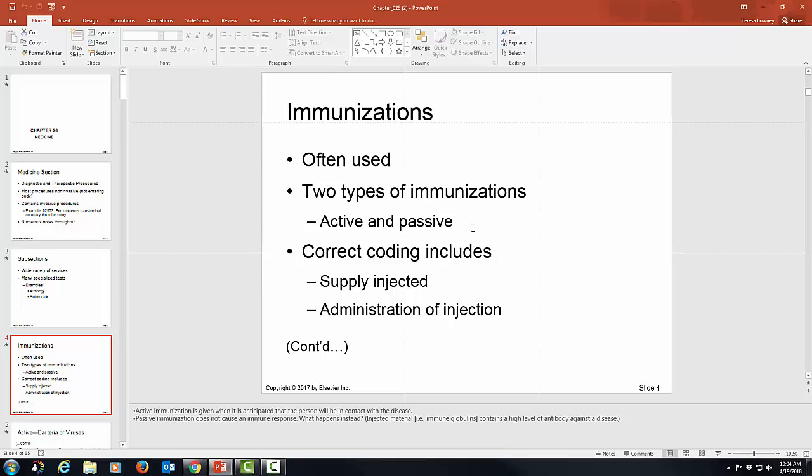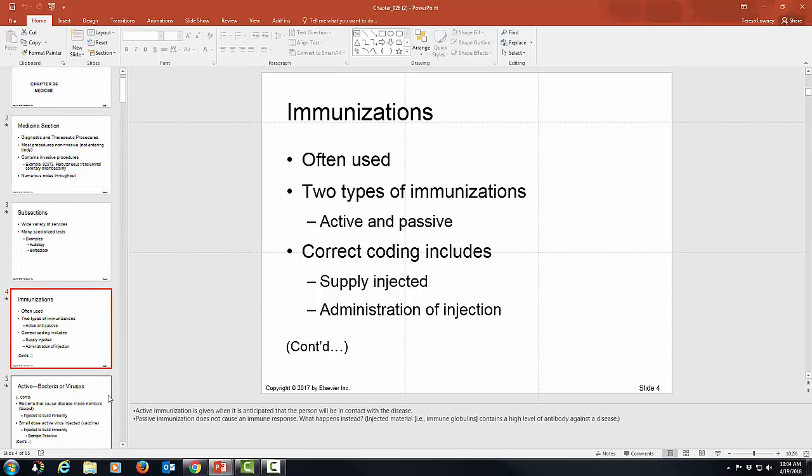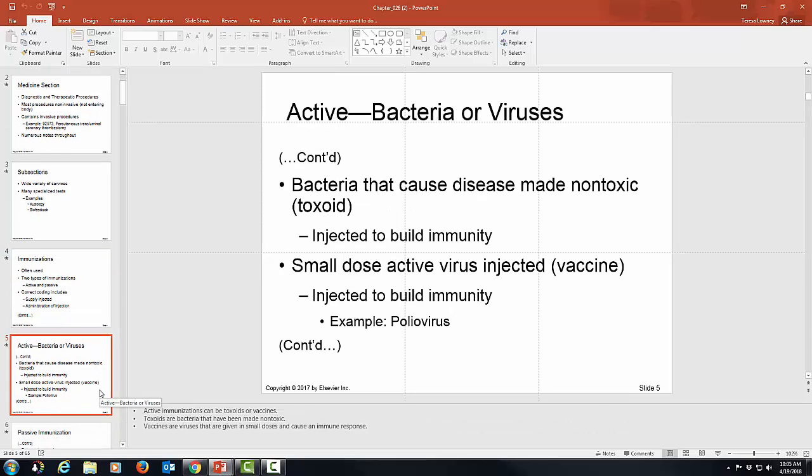There's 2 types of immunizations, active and passive. Your correct coding has to include the supply that was injected and the administration. So be sure that you're doing both of those. Quite a few of you missed the supply in the last chapter's homework when we coded the diaphragm. A few of you got it. I'm really proud of you. But remember, you don't want to supply or give anything away in your practice. You have to make sure that you're keeping track of all of that.